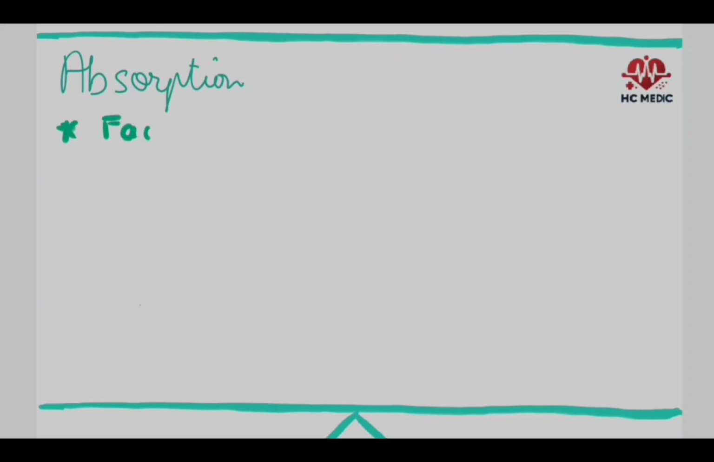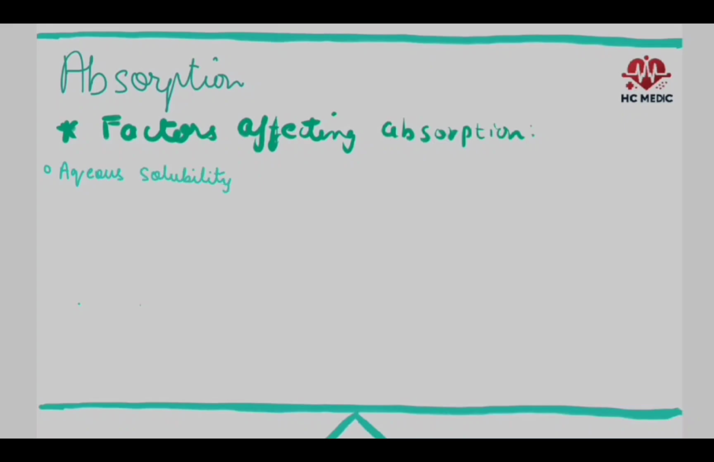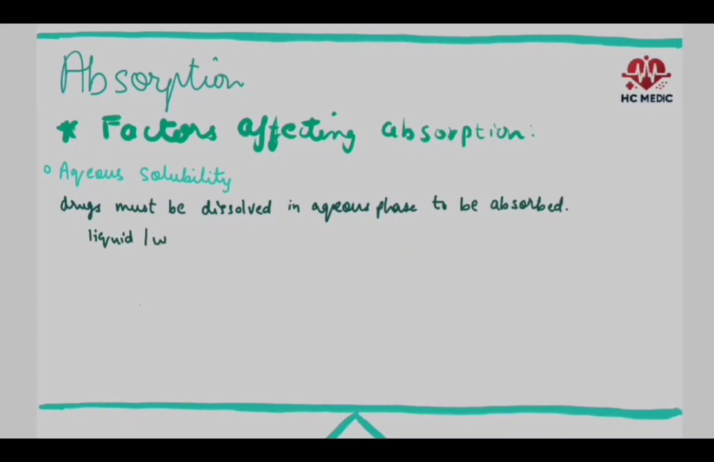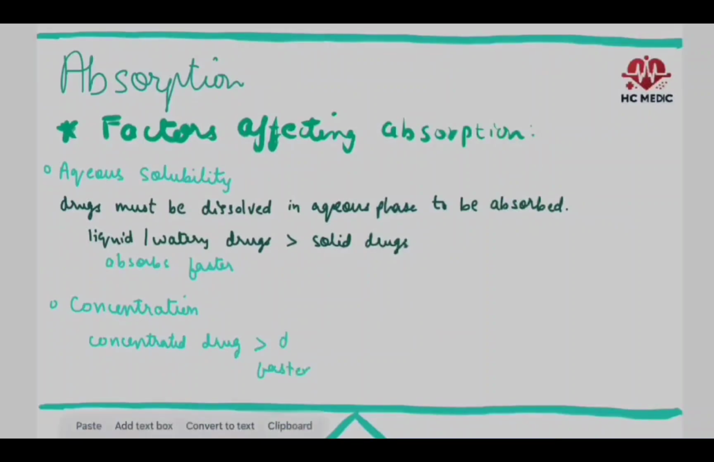Now let's see the factors affecting the absorption of the drug. It includes first, which is the aqueous solubility of the drug. Drugs which are dissolved easily in the aqueous phase are absorbed faster. Another point is that liquid or watery drugs are absorbed faster as compared to solid drugs. The concentration is also important, as concentrated drugs are absorbed faster as compared to diluted drugs, so we prefer concentrated drugs because passive diffusion is dependent on concentration gradient.